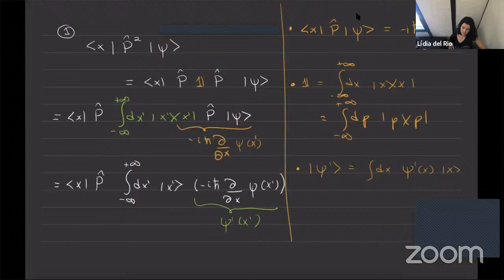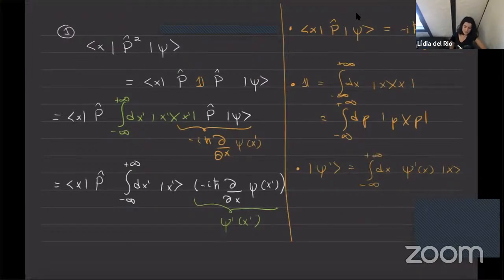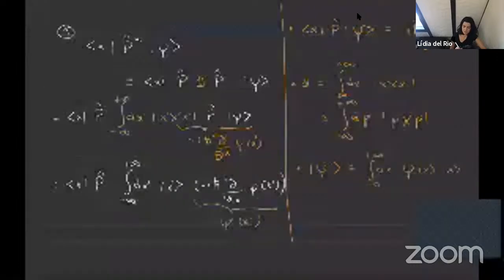Okay, it's just this thing. I changed the name of the integration variable, doesn't change anything, which means that this whole thing here on the right is just psi prime. It's just another state. So we have x p psi prime.